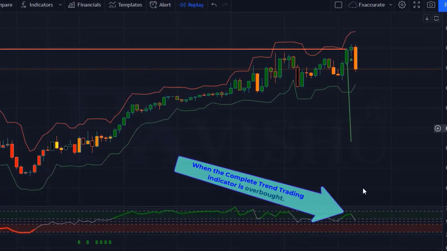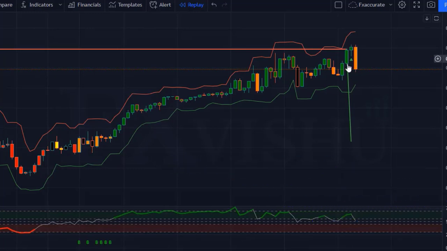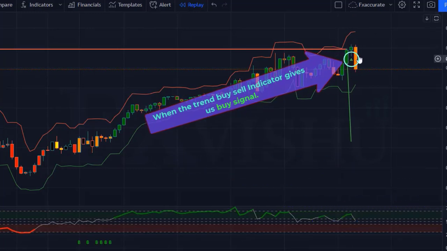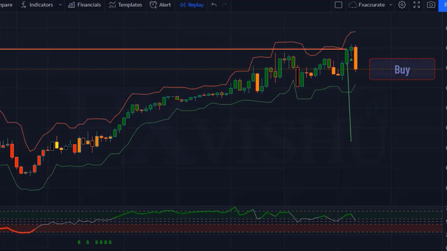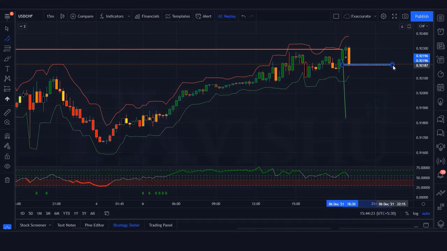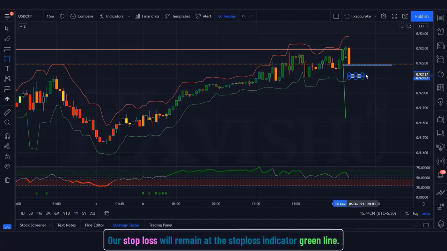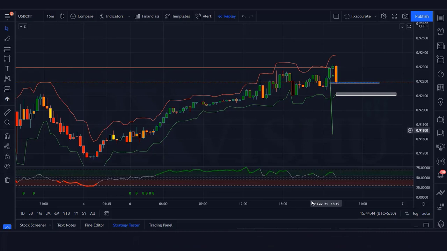When the complete trend trading indicator is overbought, and when the trend buy sell indicator gives us a buy signal, if this condition is fulfilled, then we will place a buy order. Our stop loss will be at the stop loss indicator green line. And the risk to reward ratio will be 1:1.5.